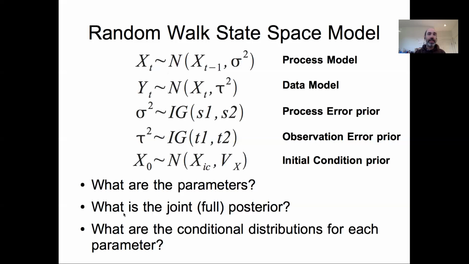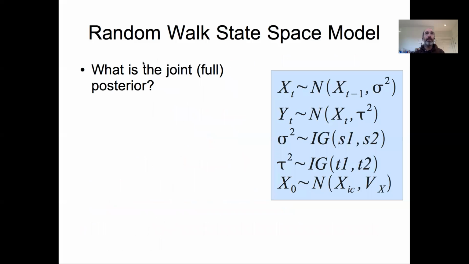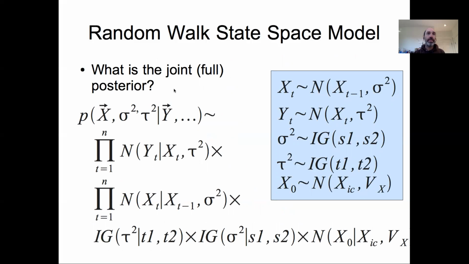So we want to figure out now what is our joint full probability distribution, and then what are the conditional distributions for each of those parameters. How would we actually sample each of these x's, sigmas, and taus? And I'll end up focusing particularly on the x's. So what are the parameters? The x's, the sigmas, and taus. What is the full posterior distribution, the full joint posterior?